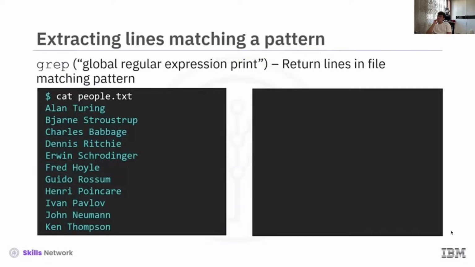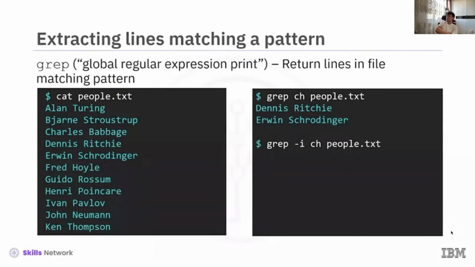You can use grep to find all lines in people.txt that contain the consecutive characters ch. To do this, you give grep the matching term ch, followed by the file name. The output returns 2 results, Dennis Ritchie and Erwin Schrödinger, containing a lowercase match to ch. Performing the same operation, but this time with the -i option, returns an extra result, Charles Babbage, which has an uppercase C. The -i option expands the pattern search by making it case insensitive.